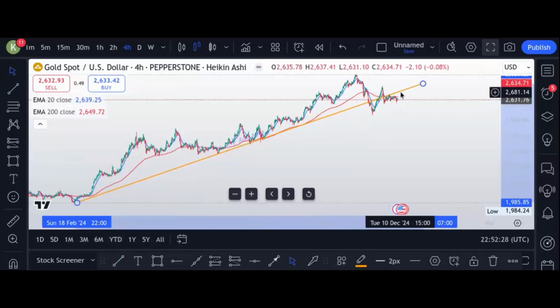So we could get a little play back here, right? Right back to 2680 about possibly, and then we shot further down. However, I'm strongly 100% bearish on gold. I will be looking for sells on gold.